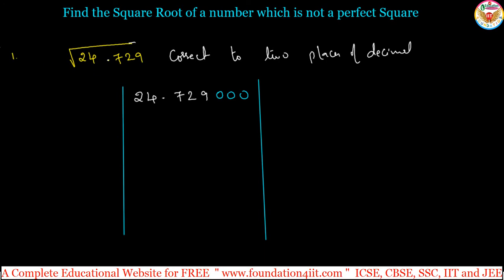From the right side you need to mark them 2 by 2. After the point there should always be an even number of digits. And 24: so the first one is 24. 4 fours are 16. The quotient and the divisor places must be the same, because 5 fives are 25, which is more than it. Subtract this: 24 minus 16 is 8.